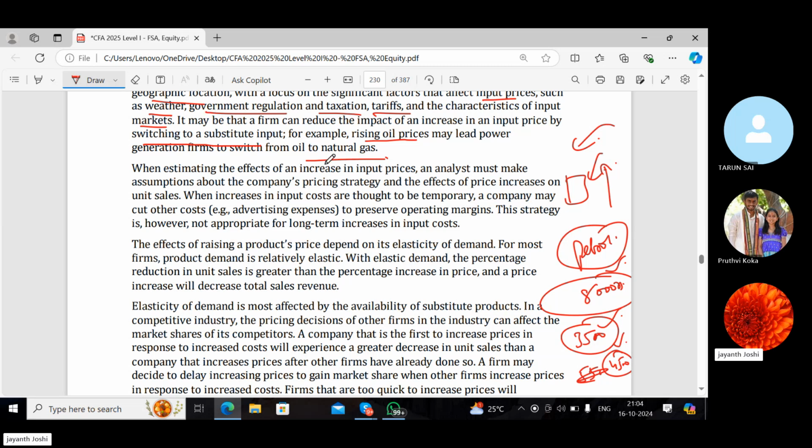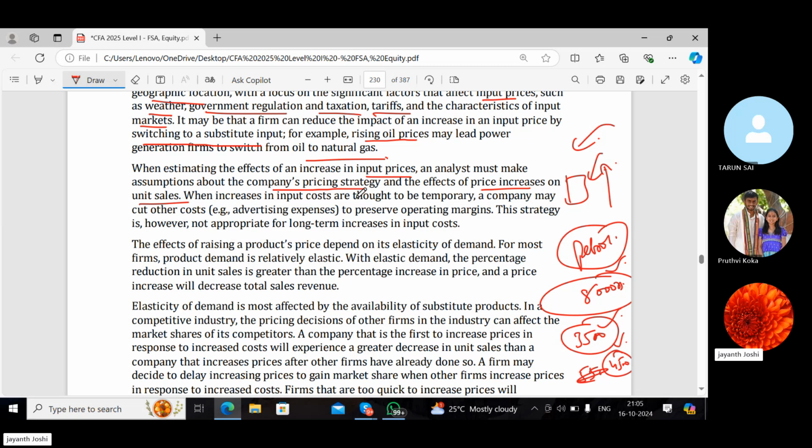When estimating the effects of an increase in input prices, an analyst must make assumptions about the company's pricing strategy and the effects of price increases on the unit sales. How the companies should price their product is a very important point. If the prices are constantly increasing, that can have an impact on the number of units the company sells.